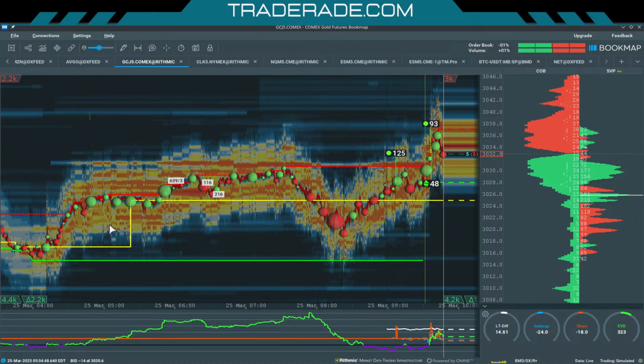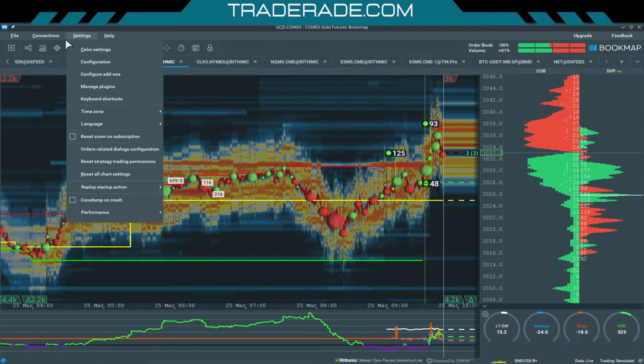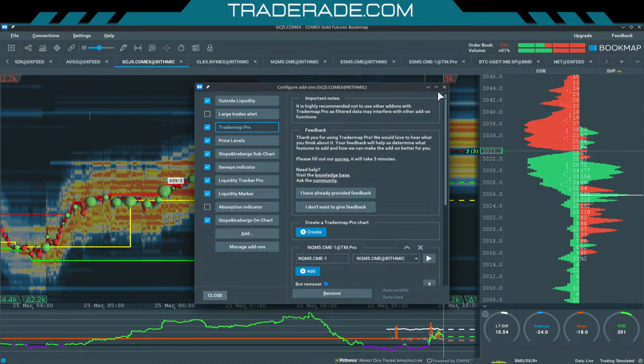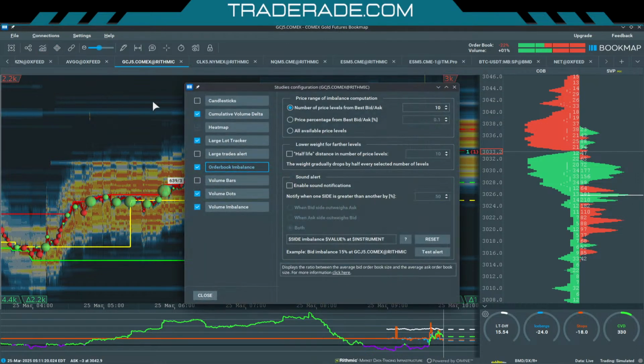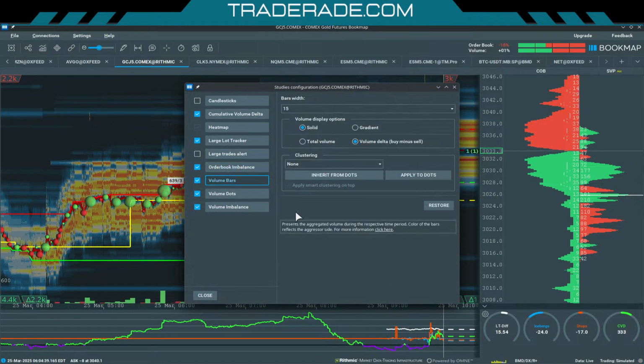And so Pedro was asking about delta in Bookmap as well. I want to just quickly discuss how you can look at deltas in three easy ways. And let me just add the third before I talk about it, because otherwise it won't make a lot of sense if it's not there. So you see volume bars for one. Volume display options, solid or gradient, total volume or delta, buy minus sell.